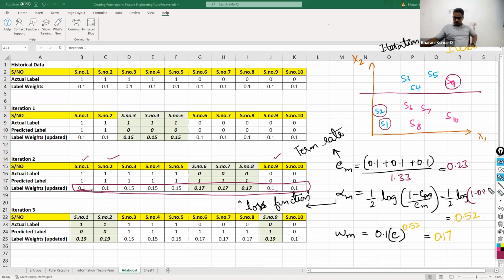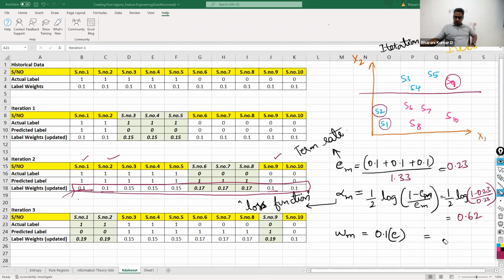1 minus 0.23 divided by 0.23. Okay, and how much are you getting here when you solve it? 0.62. Yeah, iteration 2 weights only will be taken for iteration 3 because you're looking at previously what were the weights, now what should be the weights.